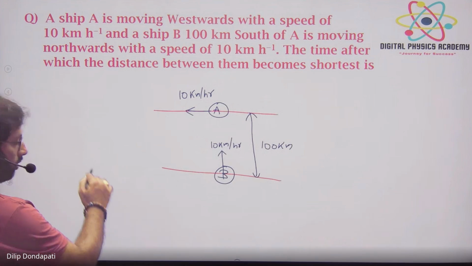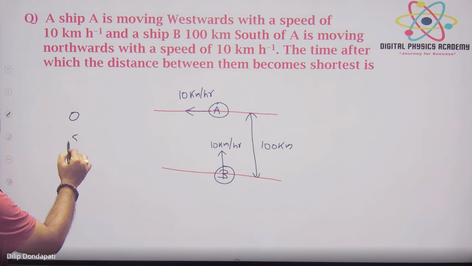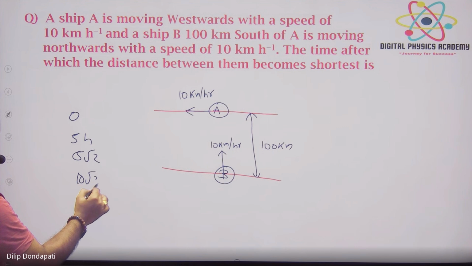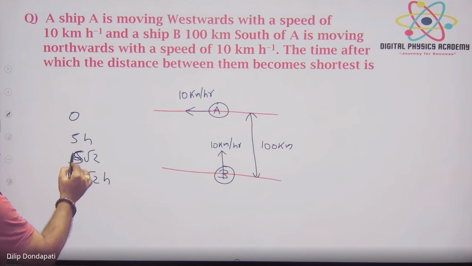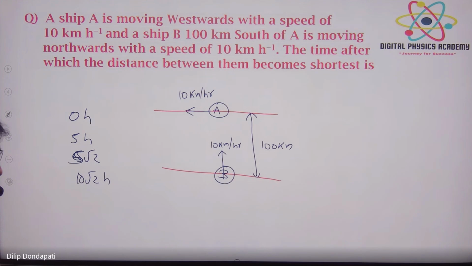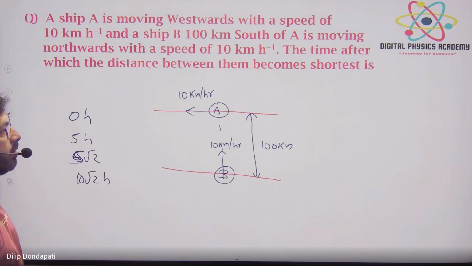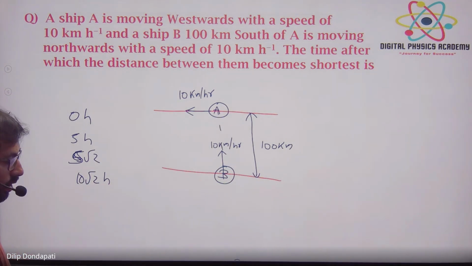So will theta be 30 degrees? Yes, then the first answer will be correct. I'll give options: 0 hours, 5 hours, 5 root 2, and 10 root 2. So you need the time, that's it. No need of the shortest distance. You need the time.